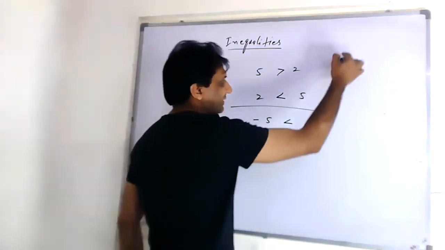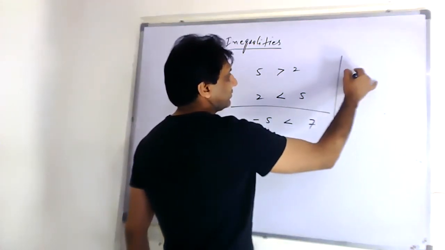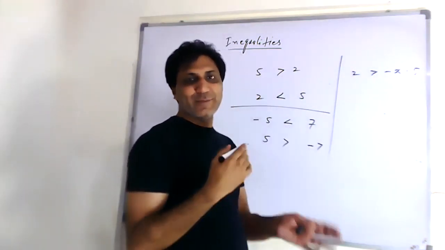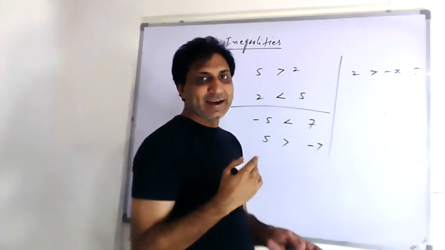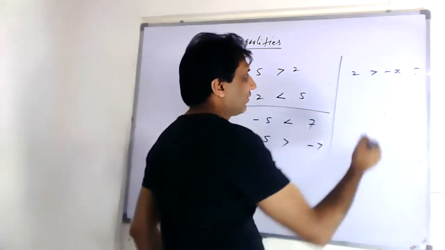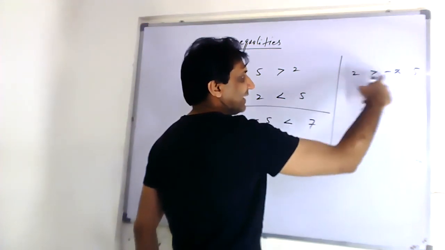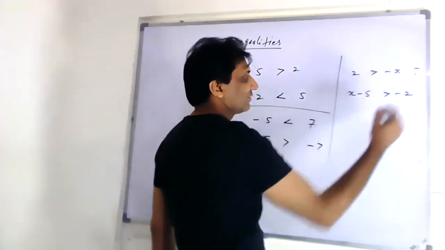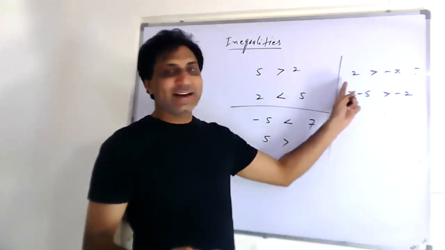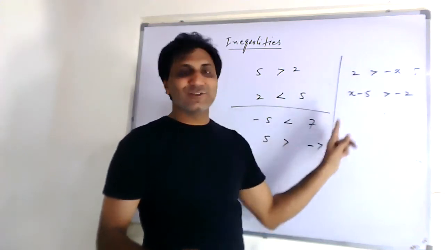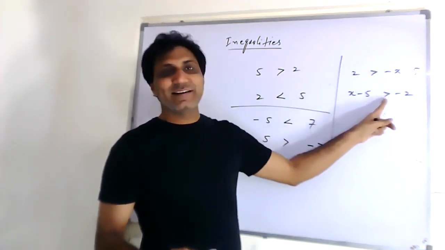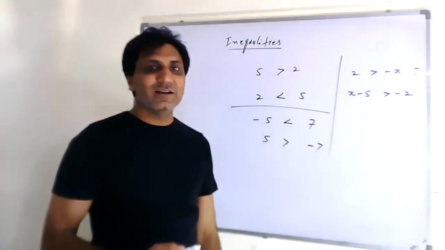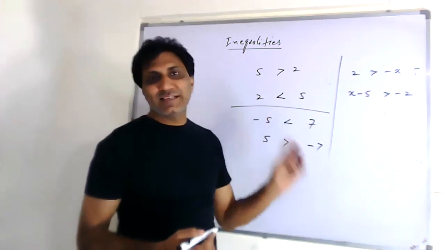For example, this: 2 greater than negative x plus 5. So you multiply both sides by negative sign and exchange the sides. So this will be x minus 5 and this will be negative 2. So x minus 5 and negative 2. You multiply both sides by negative sign and you exchange the values. So the inequality won't change, but this thing rarely happens. Okay, most of the time you do one thing at a time.